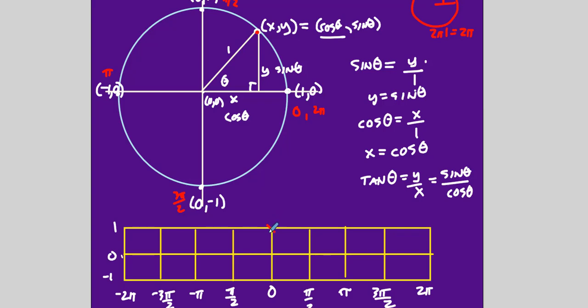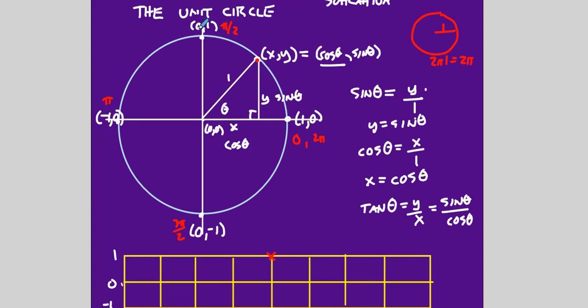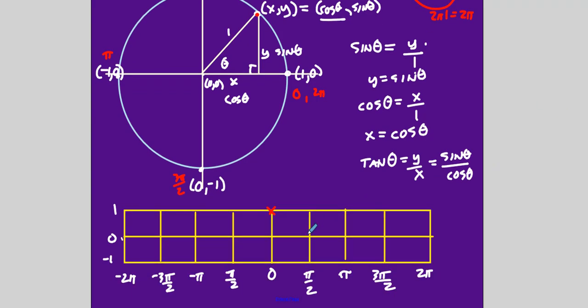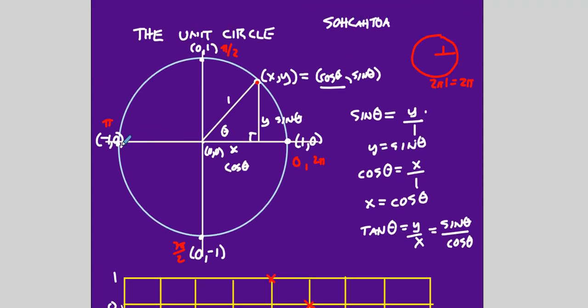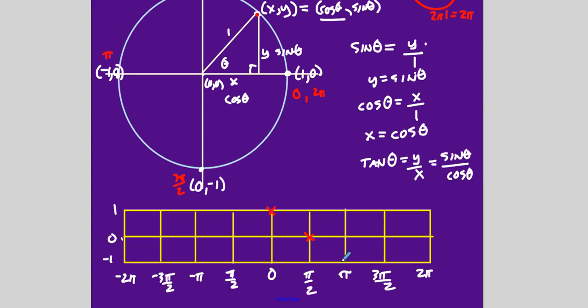So let's start. Cosine of 0 is 1. So I'm going to put an x right there, and then I'm going to go to pi over 2. Cosine of pi over 2 is 0. So I put an x at pi over 2 and mark it as 0. Then over here at pi, the cosine of pi is -1. So I come down here. Then I come to 3 pi over 2, the cosine of 3 pi over 2 is 0. And then back to the beginning, the cosine of 2 pi is 1 again.